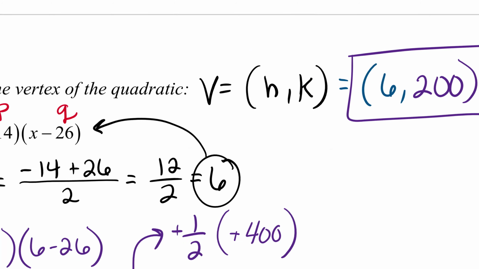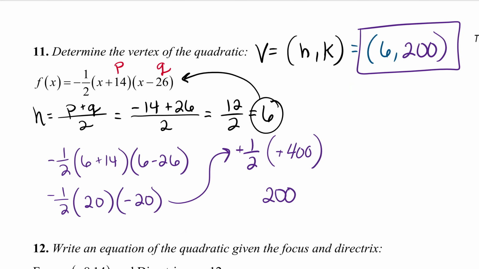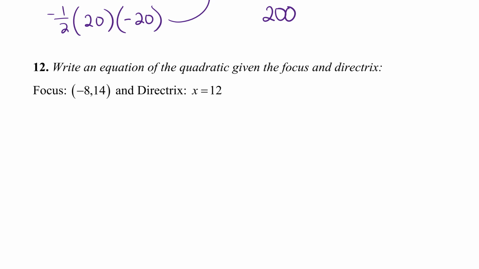I know that's 10 points, that's quite a bit, but as long as you follow the steps, go in order, find h, plug it in, find k, you should be okay. And that's number 11. Alright, so the next one, write an equation of the quadratic given the focus and the directrix.